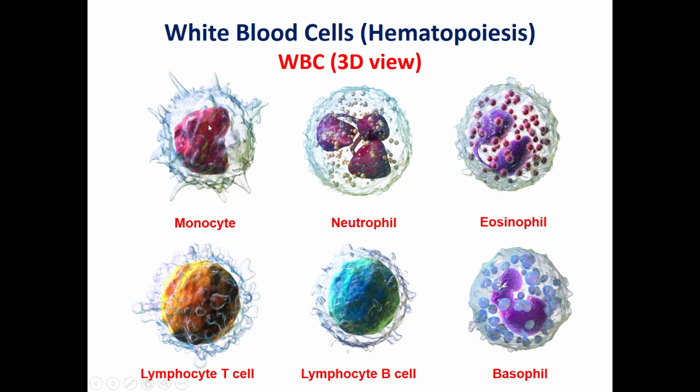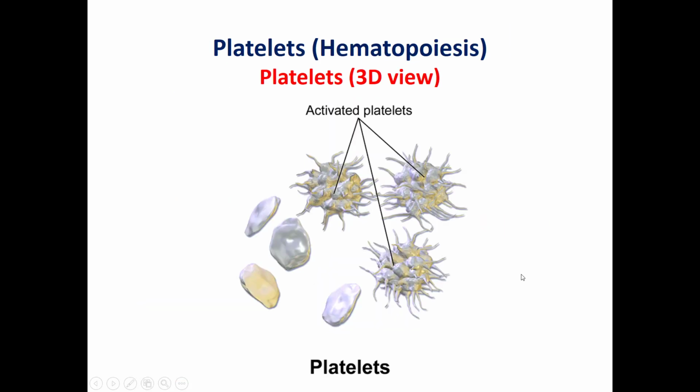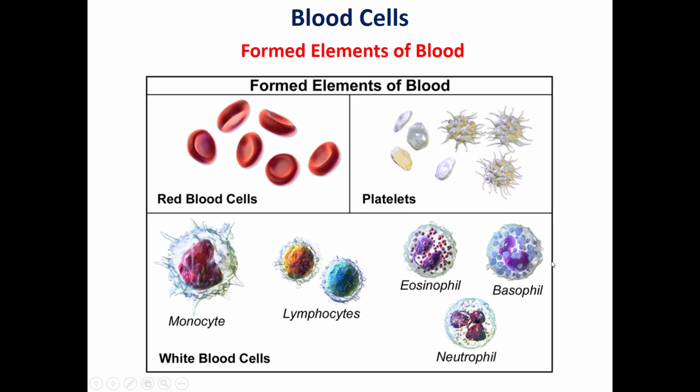So when we know the real shape and the real parts of each cell, we can discriminate between them. And this is, as we said before, essential to make a design for a medical laboratory analyzer. Here also the platelets, which are also studied by the hematology analyzer. So the formed elements or the blood cells, we have different ones: the red blood cells, the platelets, and the white blood cells.